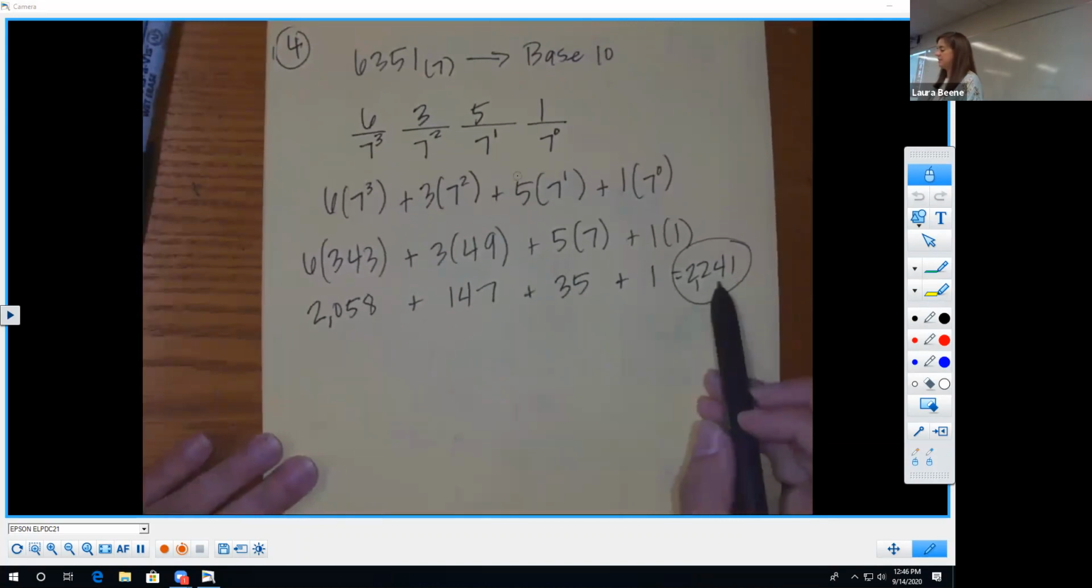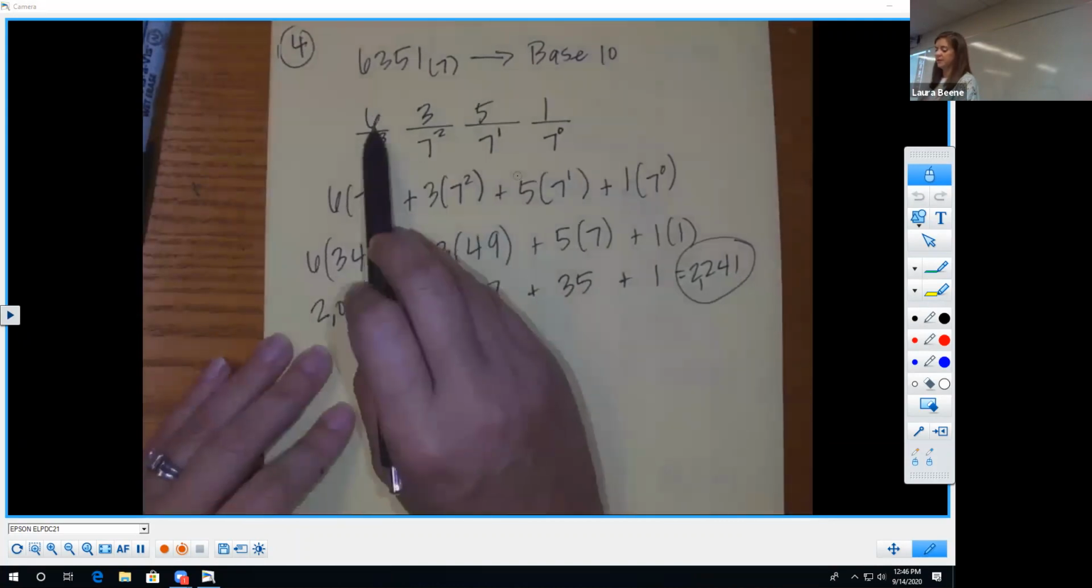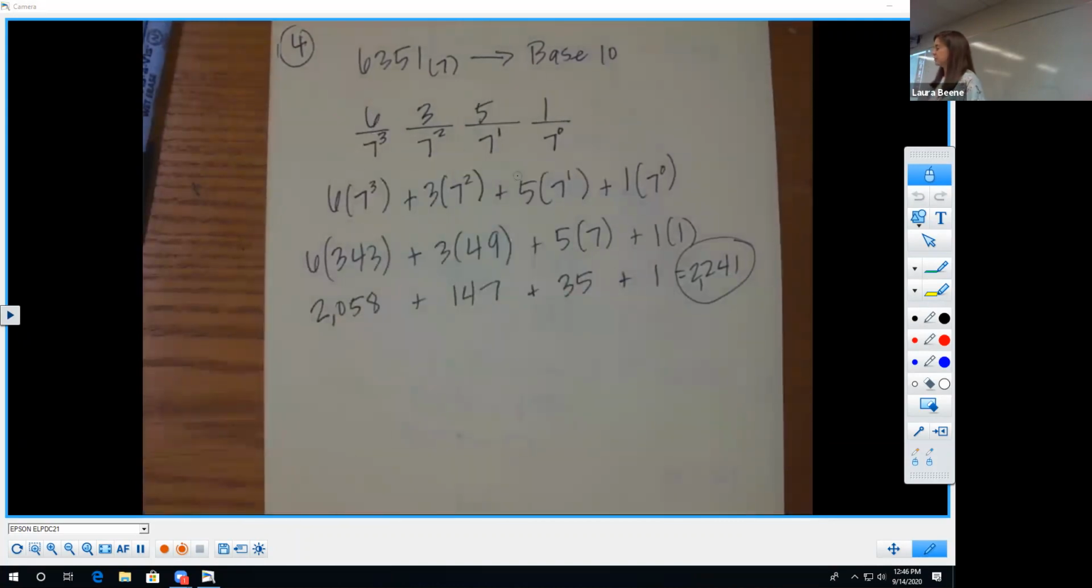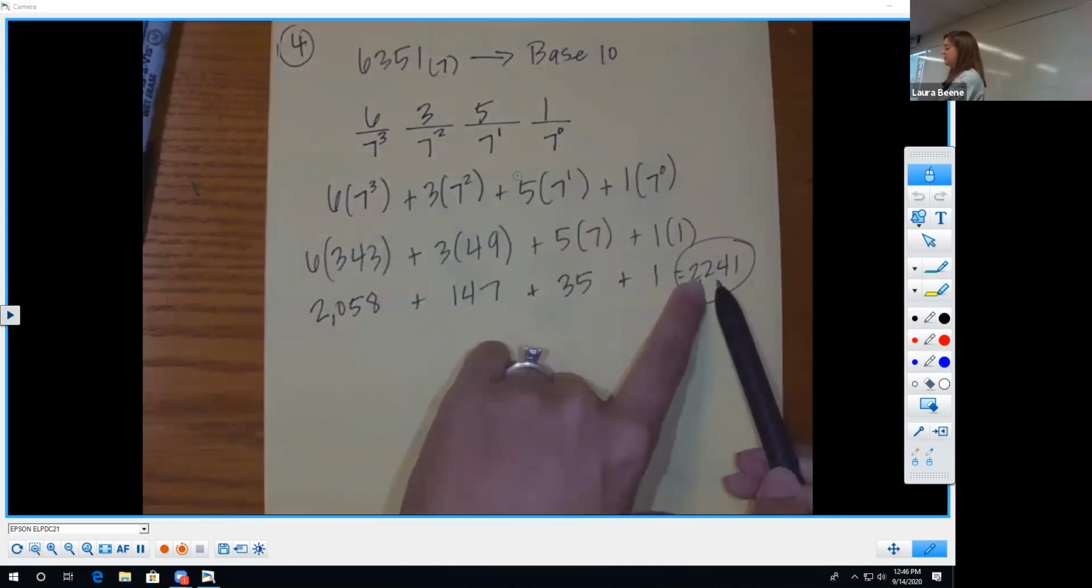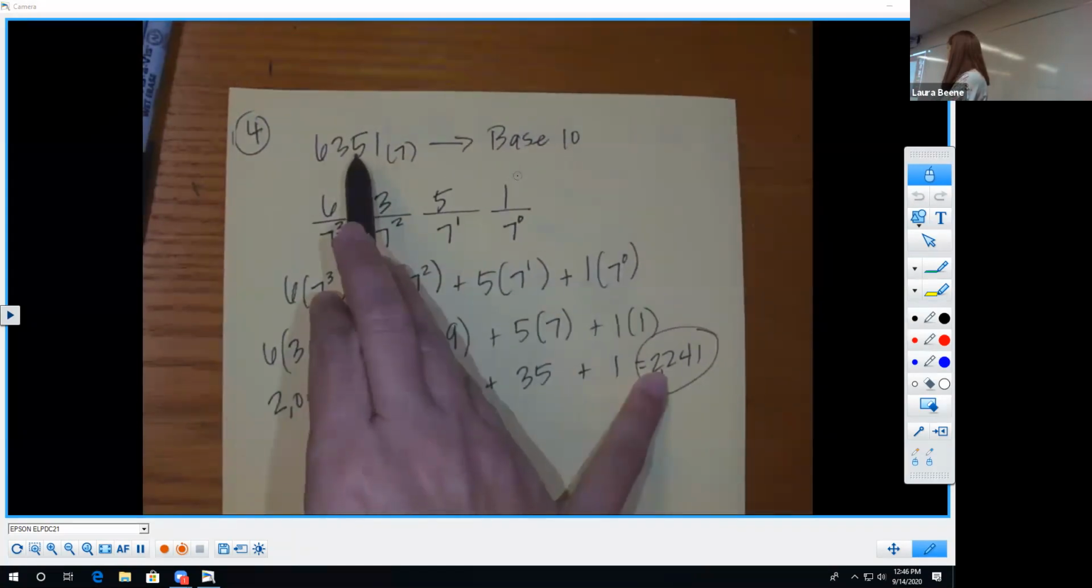So the way you put it in base 10 is just to expand the number. And to go from base 10, you just make the number smaller. To go the other way, you take this number and you have to figure out the biggest thing in base 7 that fits into it.